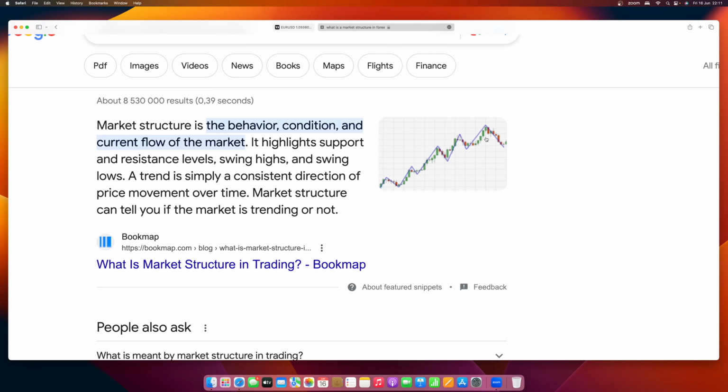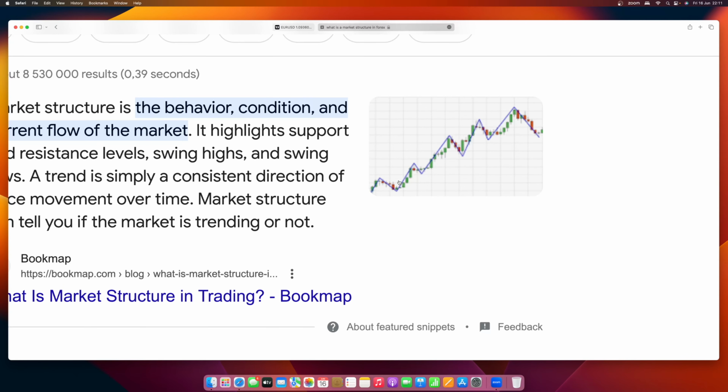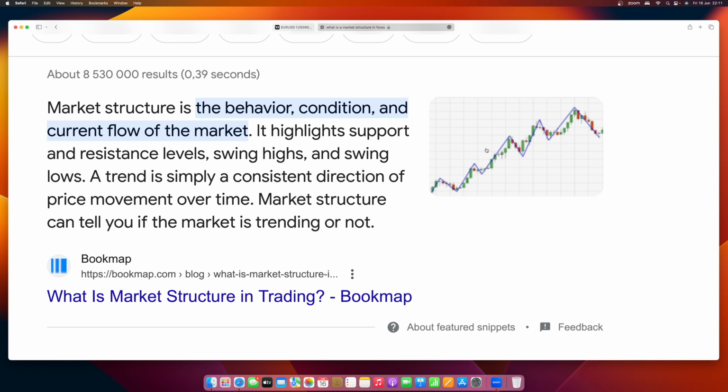And you can see this little chart that we have in this area. Let me zoom so you can see clearly. You see this, right? You can see what is price doing over time. Price over time is going to the upside. So the current flow of this chart now is to the upside. What is the behavior? What is the condition that is going to the upside? So that is market structure for you. You're trying to determine what the current flow of the market is.